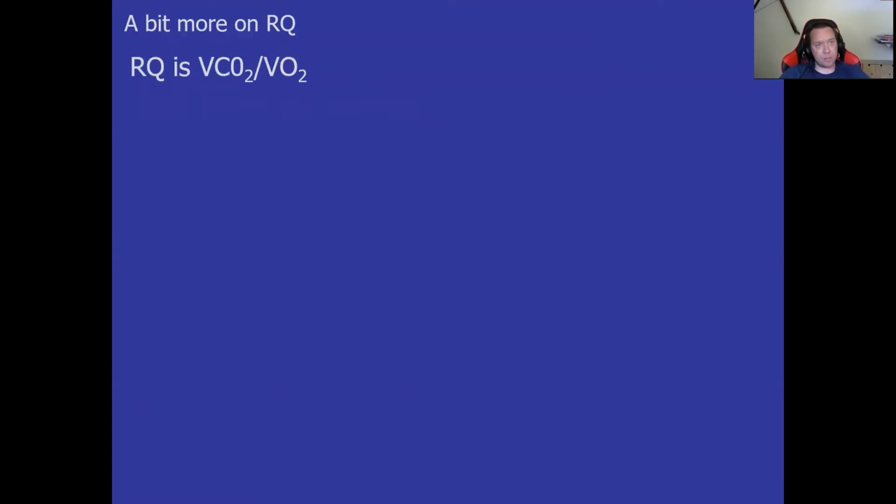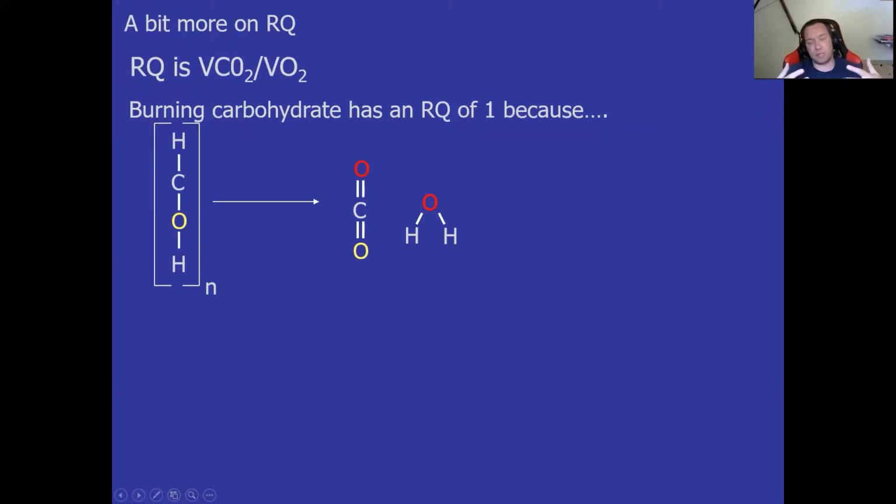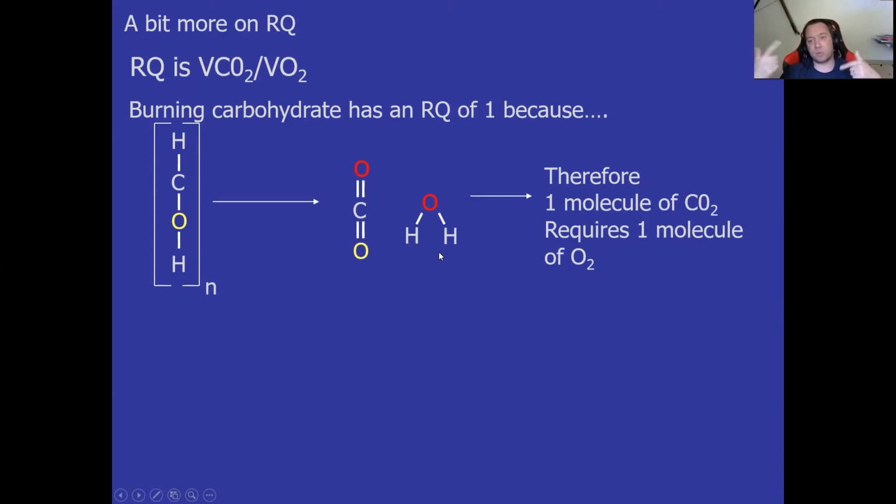So a bit more on RQ. RQ is VCO2 divided by VO2. Now, burning carbohydrate has an RQ of 1 because in a molecule of carbohydrate, for example glucose, which is made up of 6 of these in a ring structure, we have a carbon and a water. Now, if we want to oxidize this fully, we need 1 molecule of oxygen to convert this carbohydrate into a molecule of CO2 and a molecule of water. So we have a 1-to-1 ratio between CO2 and oxygen.